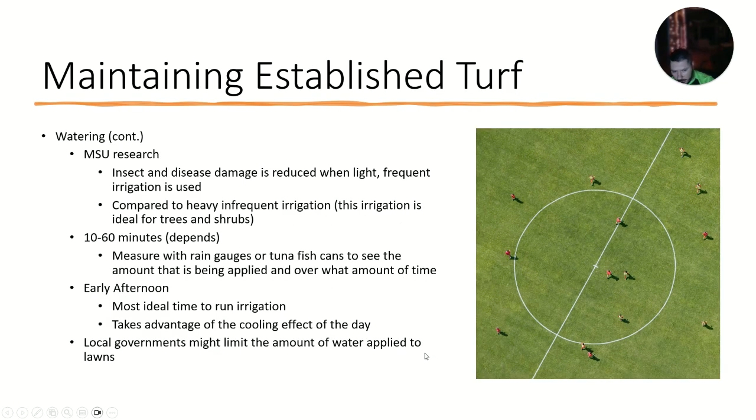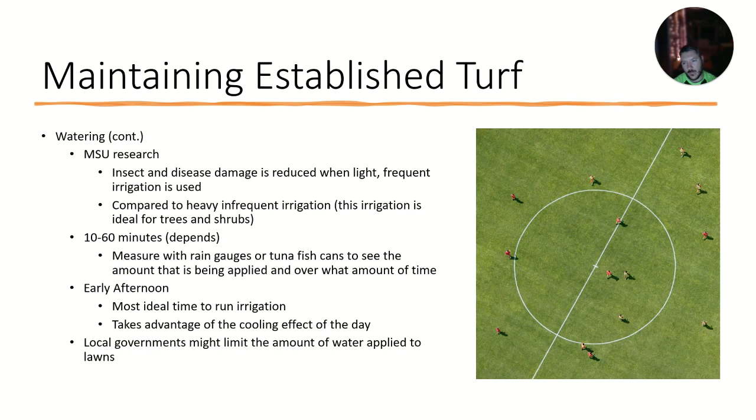Look at that nice soccer field. Doesn't that look nice? Nice, nice grass. So, what does the MSU research say? Insect and disease damage is reduced when light, frequent irrigation is used. So turf really likes light, frequent rains. In contrast to trees and shrubs, which prefer infrequent, really deep waterings. So if you have a mixture of the landscape, each little zone is going to have its own watering requirements.